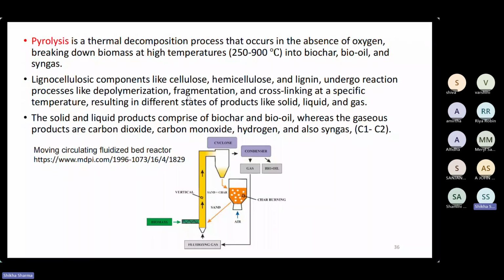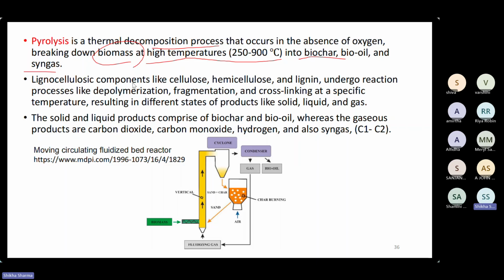So we were talking about pyrolysis. Pyrolysis is basically the thermal decomposition process where the temperature is very high, around 250 to 900 degrees Celsius, where the biomass is broken down into biochar, bio oil, and syngas in the absence of oxygen. Basically, this process happens in the absence of oxygen.